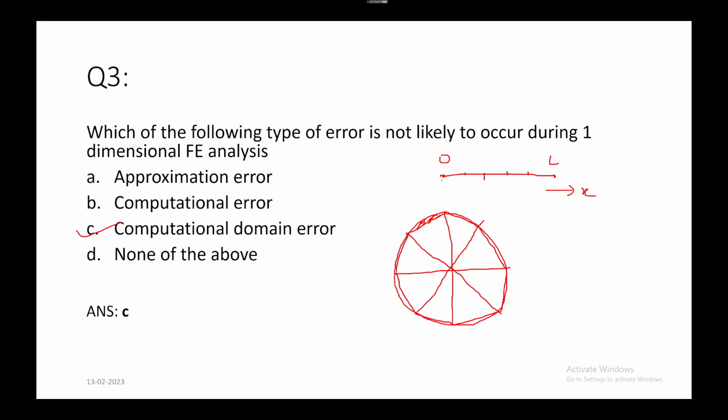But that is not the case in the one-dimensional case, where when you are discretizing the domain, you are dividing it into multiple elements. Each portion of the domain is covered in one element or the other. So option C is the answer. I hope there is no doubt in this. So we'll go to the next question.